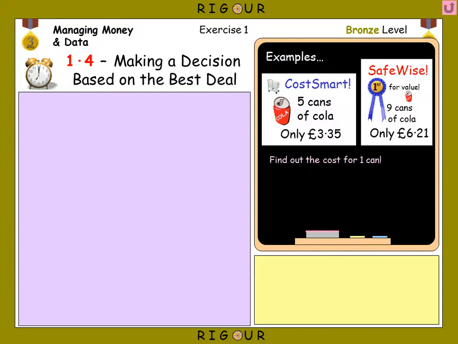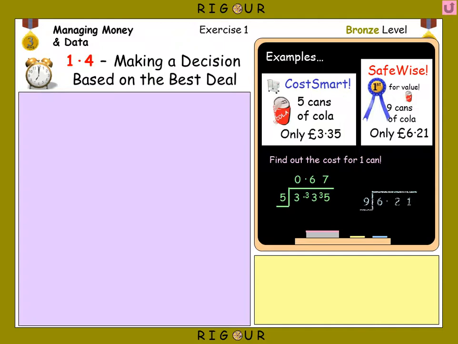So for Costmart we do £3.35 divided by 5. 5 goes into 3 0 times, carry the 3, and then we put the point in. 5 goes into 33 6 times, carry the 3, and 5 goes into 35 7 times. So it's 67 pence for a can of cola based on the special offer in Costmart.